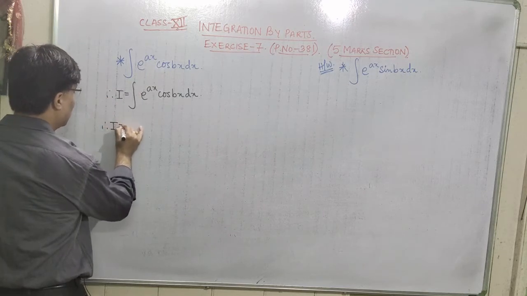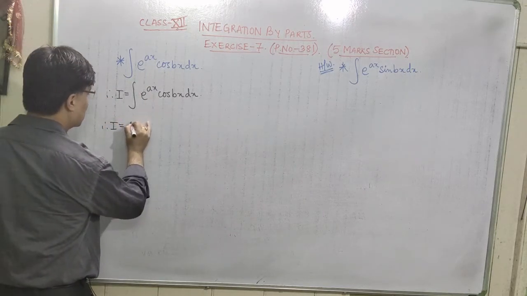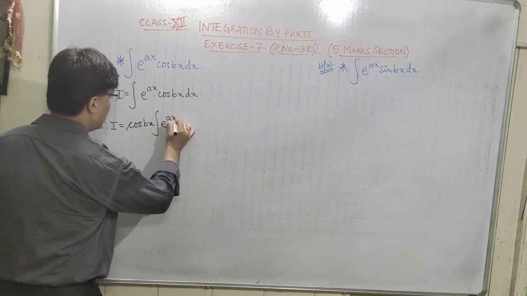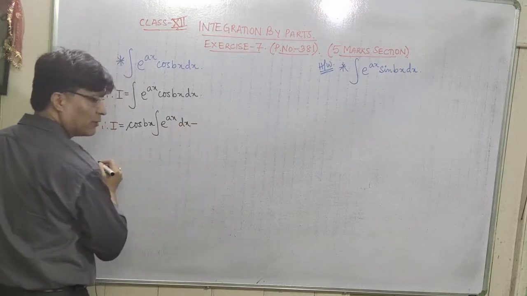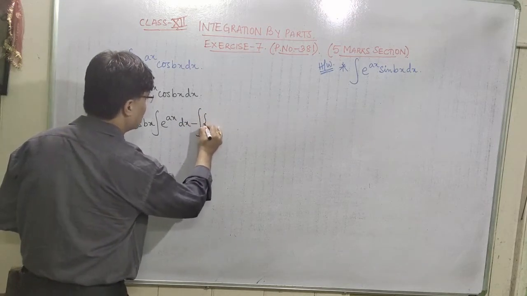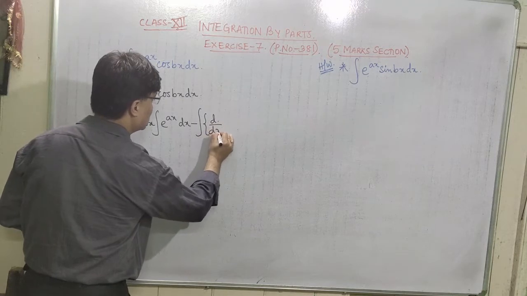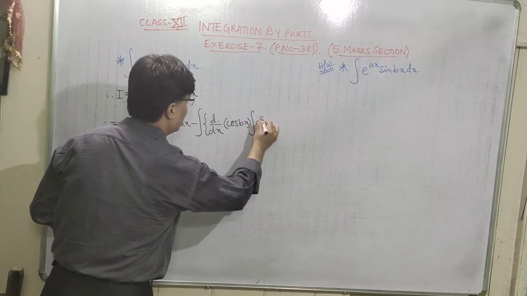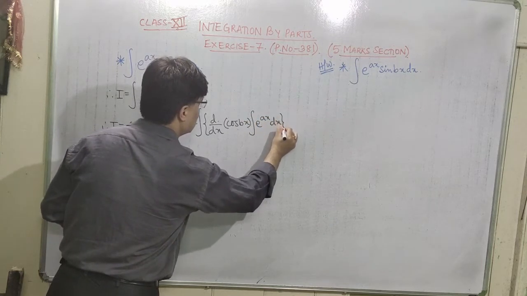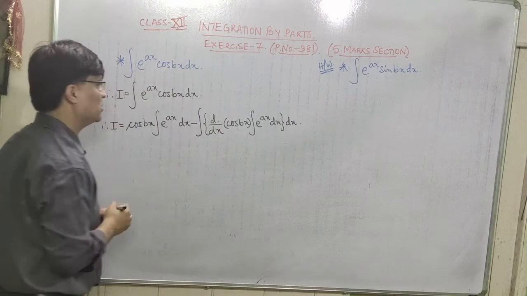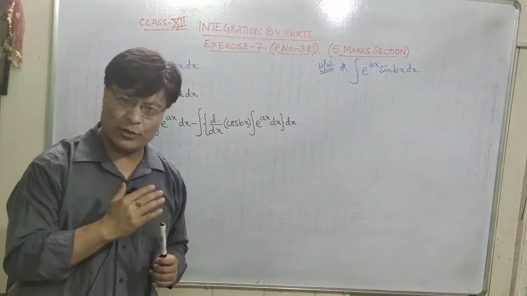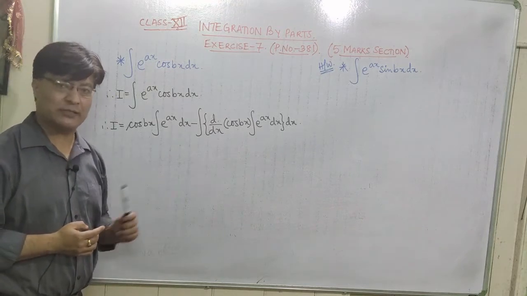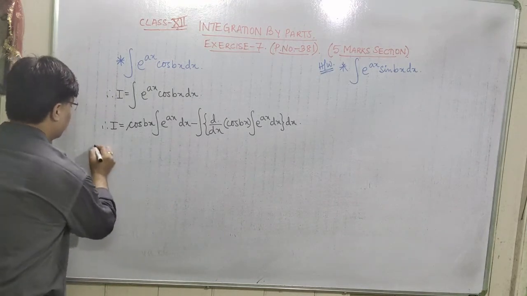So therefore I is equal to, the first function is taken outside, that is cos bx integration of e to the power ax dx, then write down minus sign, integration of second bracket, so it is d by dx of cos bx integration of e to the power ax dx, then second bracket is closed, then you can write dx. So this is integration by parts, that is the formula for integration by parts is this one, right?